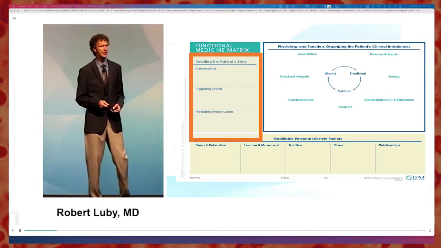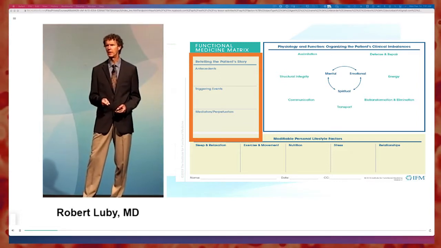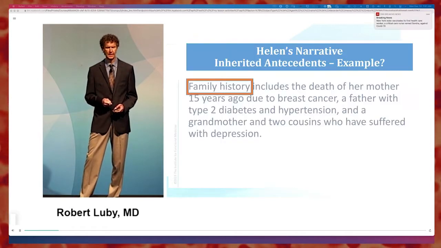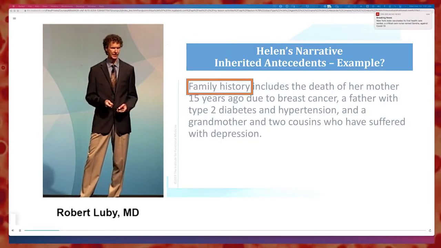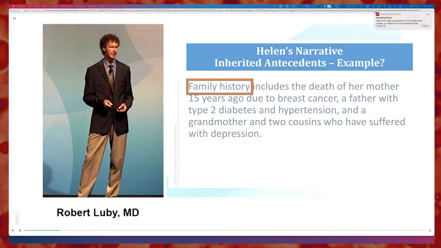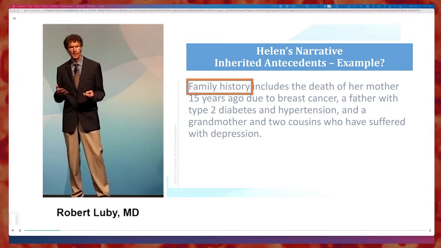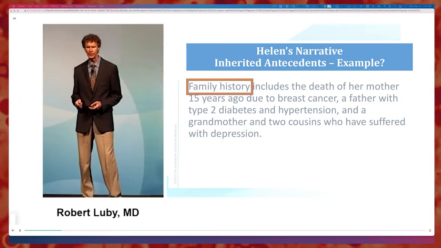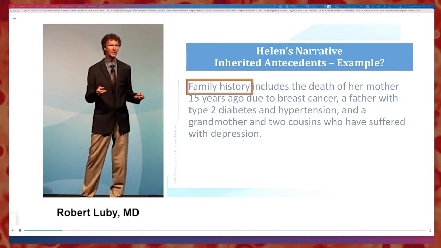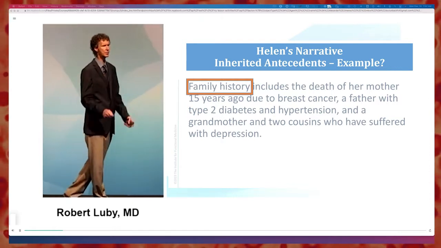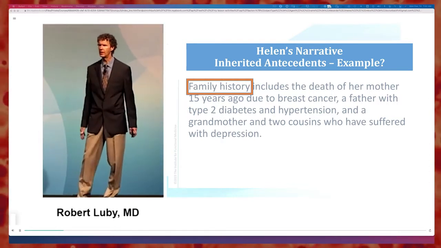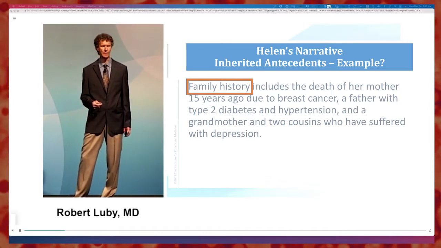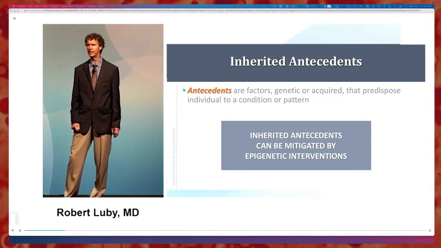Antecedents, triggers, and mediators. Antecedents come in 2 kinds, inherited and acquired. Helen's inherited antecedents, like everybody else's, would be her family history. And these would have a delayed effect, being contributory to the likelihood she would develop those conditions in the future. Now, we think of inherited antecedents as unchangeable. After this course, after this training, you should now understand inherited antecedents can be mitigated with epigenetic interventions.